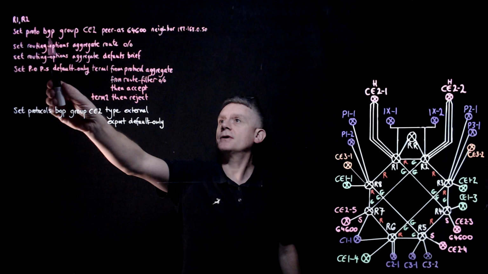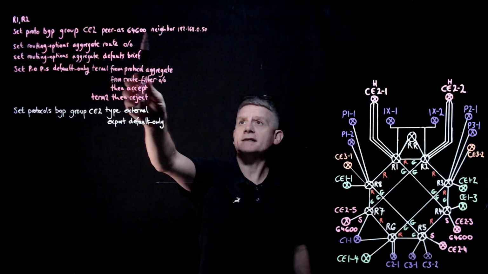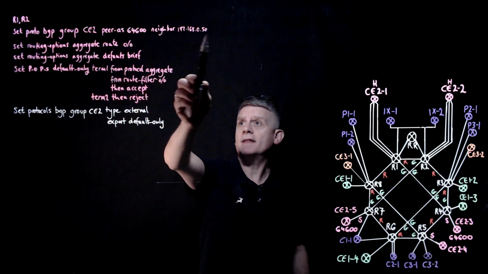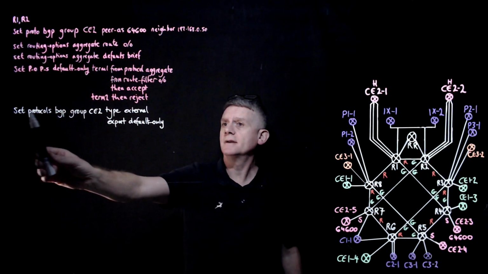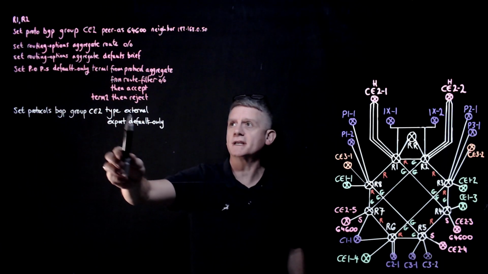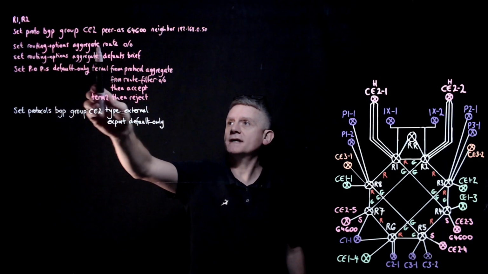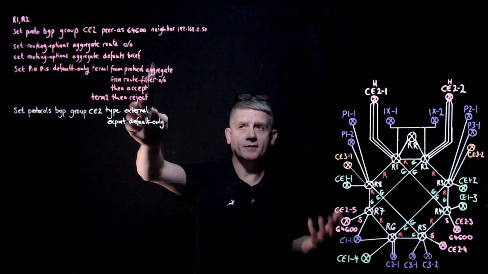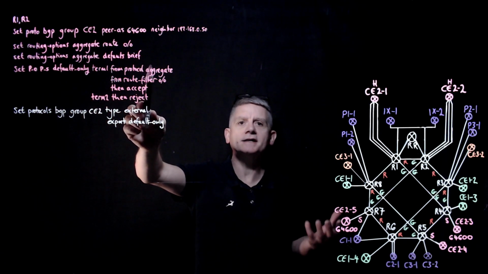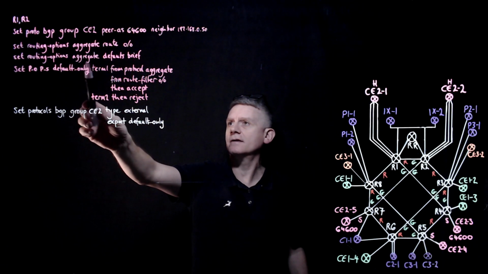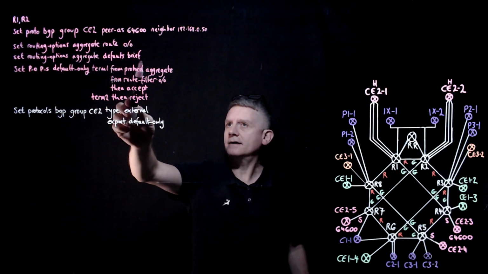So set protocol BGP group CE2 peer AS 64600, and then the neighbor. So we set the group up. Of course, the group here we're just going to be exporting. We've got an aggregate route here. Of course, we've got default brief, otherwise there'd be just tons of information on that aggregate. It would go over all limits.